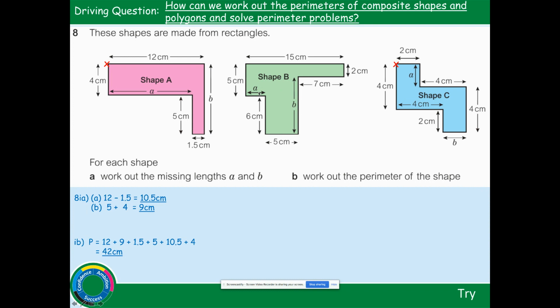So A, I know that the whole length is 15. I know that we've got part that equals 7, and we've got part that equals 5, and another part, if I added them all together, I'd make 15. So if I'm going to do 5 add 7 is 12. So if I take 12 away from 15, I will find out what this short bit is here.